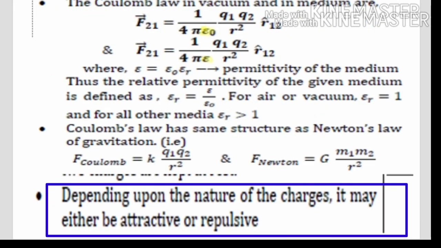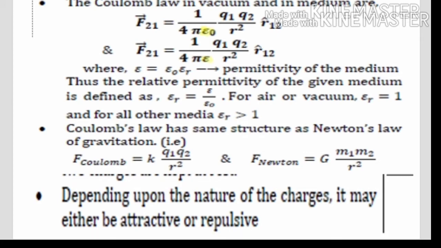Next point tells that if the two point charges are placed in air medium or vacuum, in that case the force on charge Q2 by the charge Q1 can be written as F21 vector is equal to 1 by 4 pi epsilon naught into Q1 Q2 divided by r squared into r12 cap. In this equation, epsilon naught in the denominator indicates the permittivity of free space.